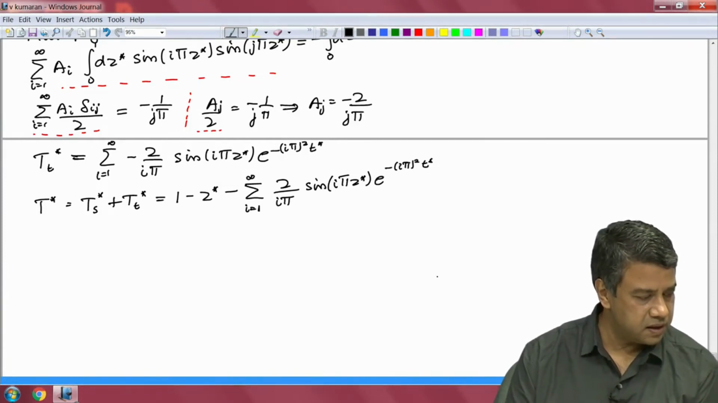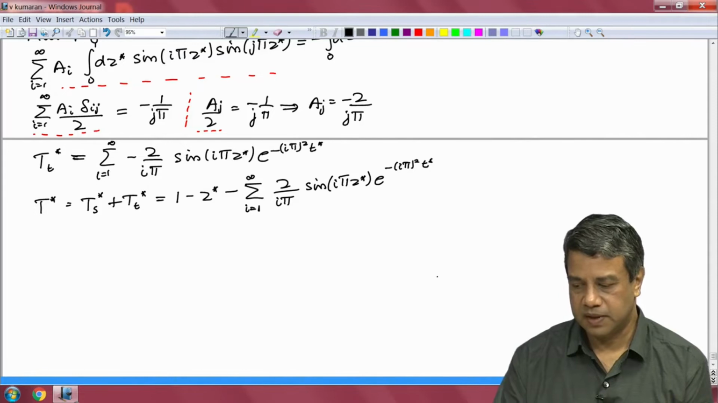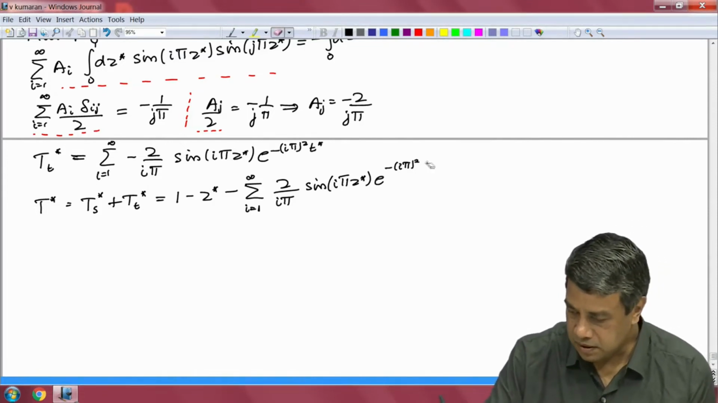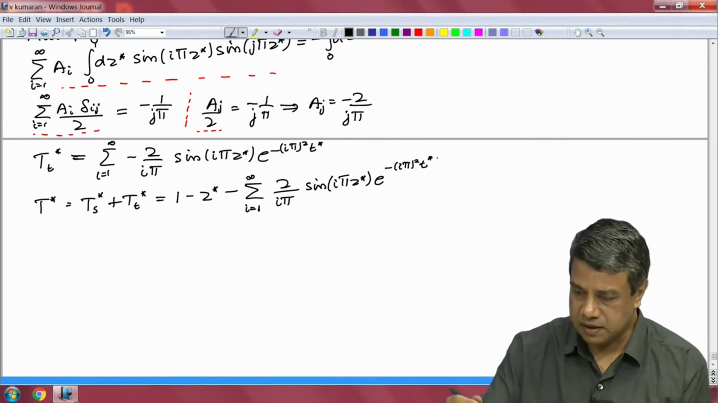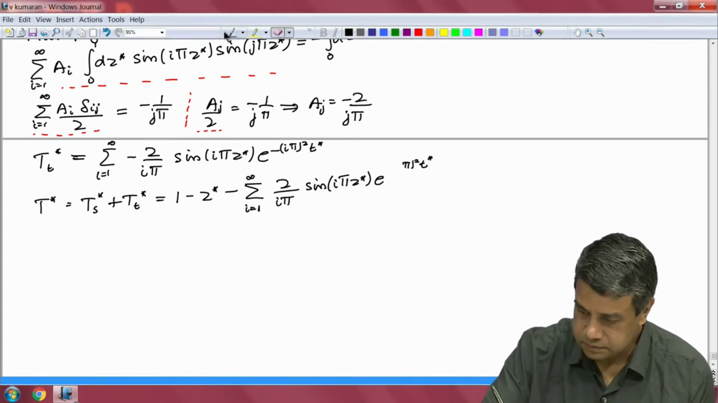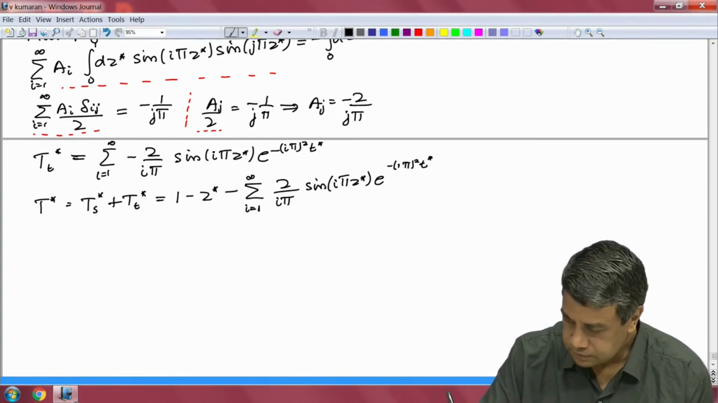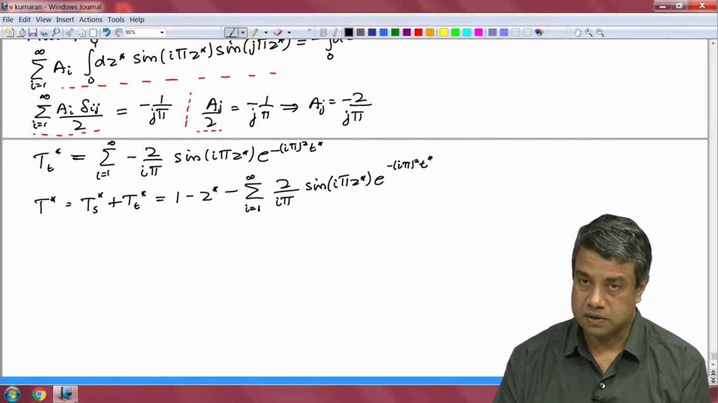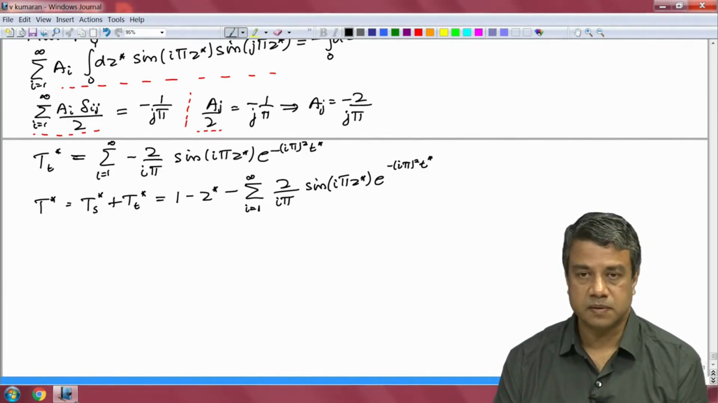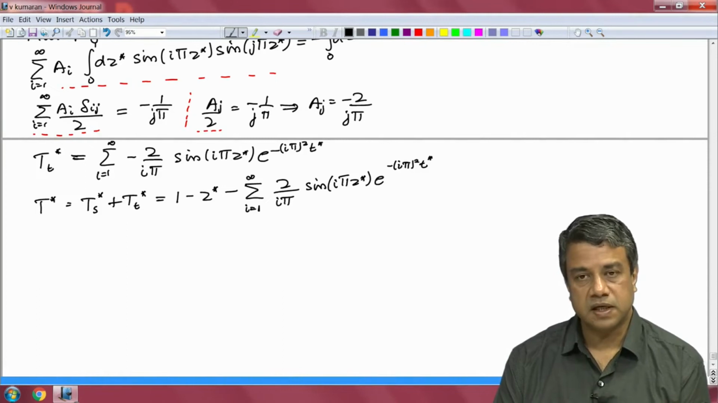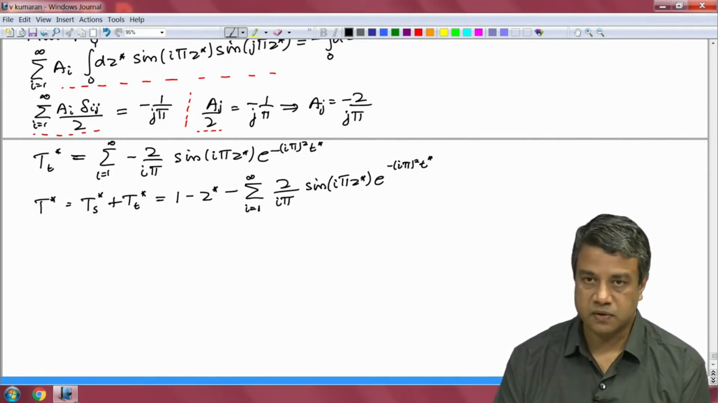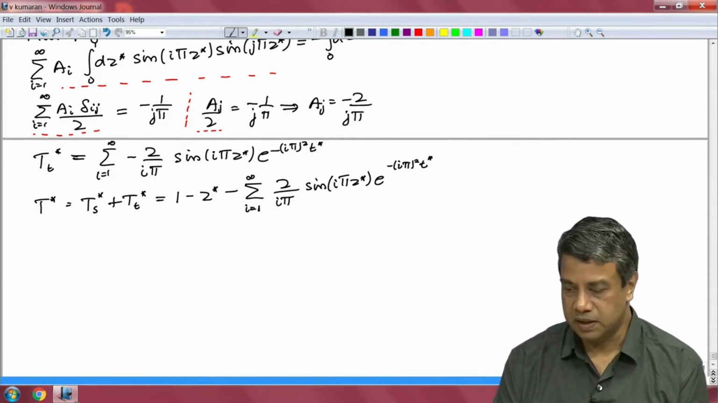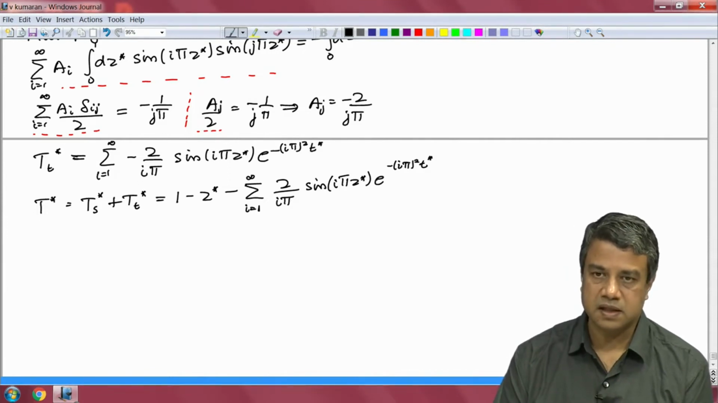And as you can see, it contains an infinite number of terms. However, the terms for greater values of i are exponentially decreasing as e power minus i pi the whole square. So, for i equal to 2, it will be e power minus 4 pi square t, 3 will be e power minus 9 pi square t, and so on and so forth.